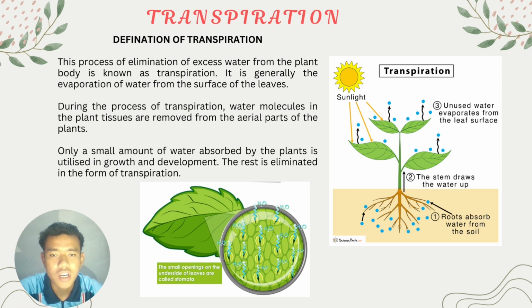Now we go to transpiration. The process of elimination of excess water from the plant body is known as transpiration. It is generally the evaporation of water from the surface of the leaf. During the process of transpiration, water molecules in the plant tissue are removed from the aerial parts of the plants.